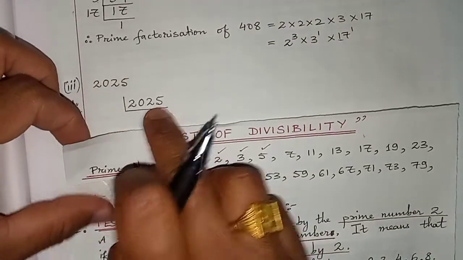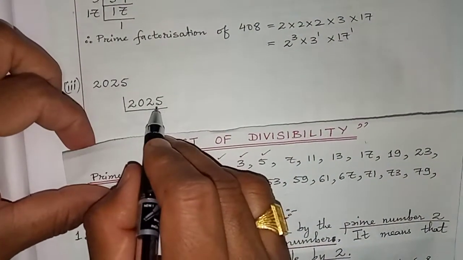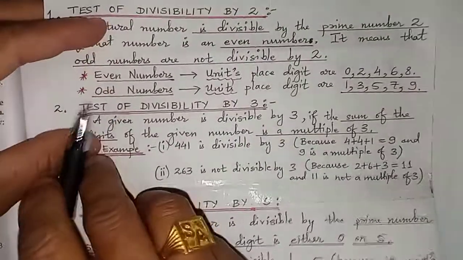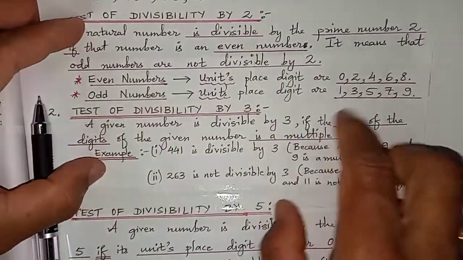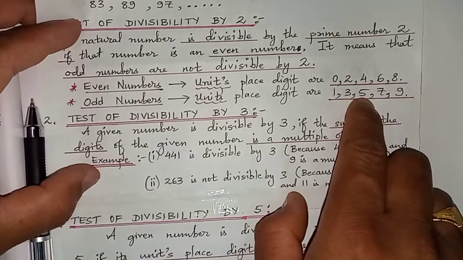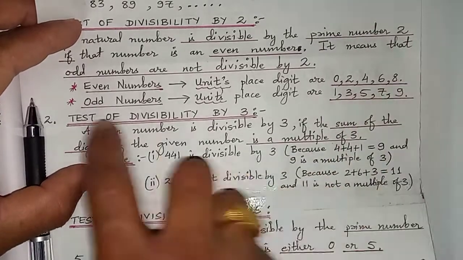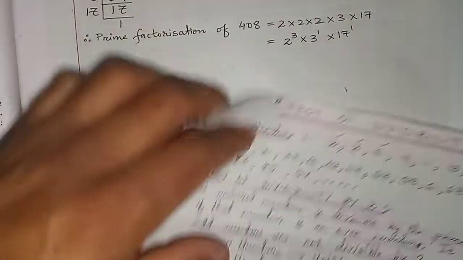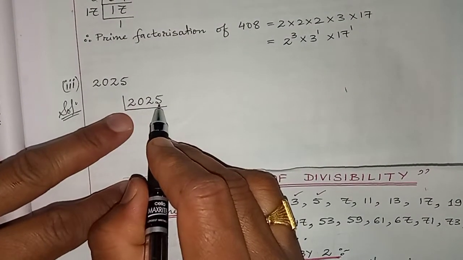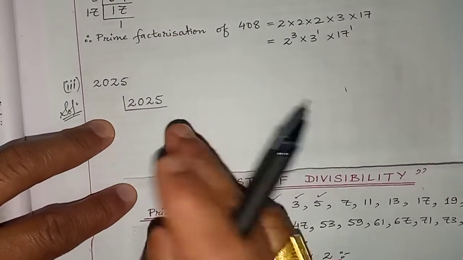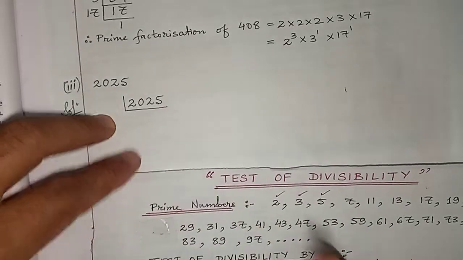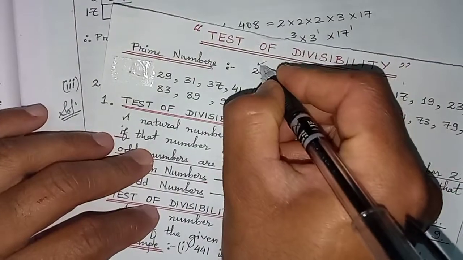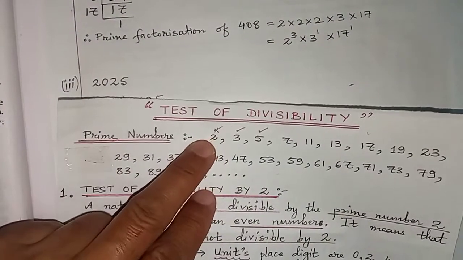So first of all, say 2025. What's the unit digit here? The unit digit is 5. For an even number, the unit digits are 0, 2, 4, 6, 8, but for an odd number, 1, 3, 5, 7, 9. Since the unit digit is 5, clearly it is an odd number. An odd number we cannot divide by 2. So the prime number 2 is gone from here.